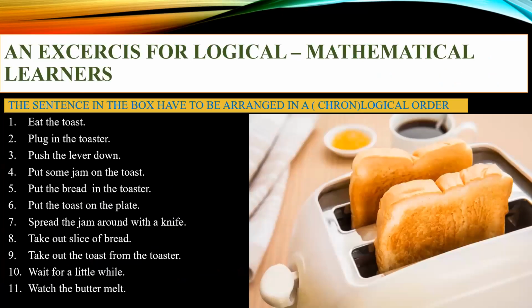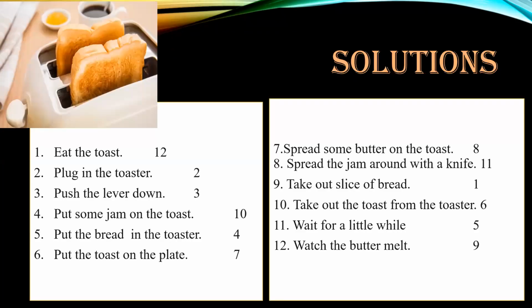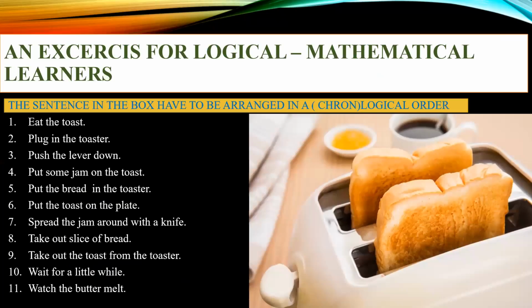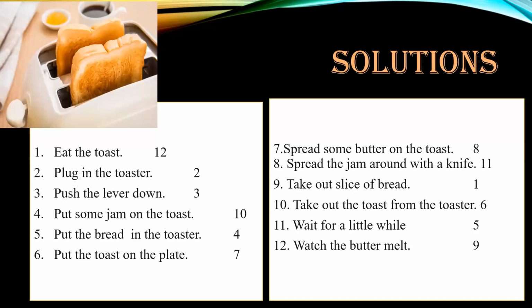For example, parts to the whole and whole to the parts. For example, telegraph, right? An exercise for logical mathematical learning. The sentences in the box have to be arranged in chronological order. It's kind of a game we can do. Okay, now this is a solution of it. If you're able to solve it without seeing the answer, please do it. Then check your answer.